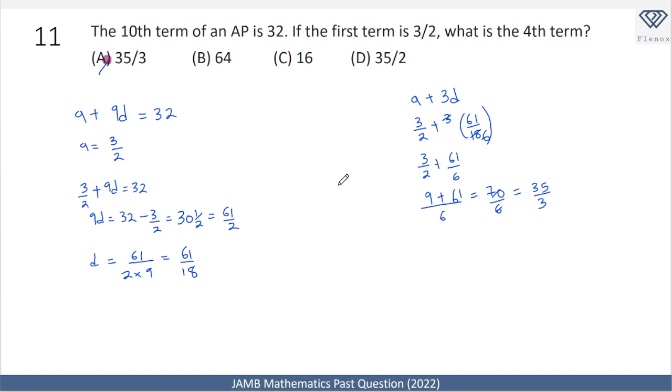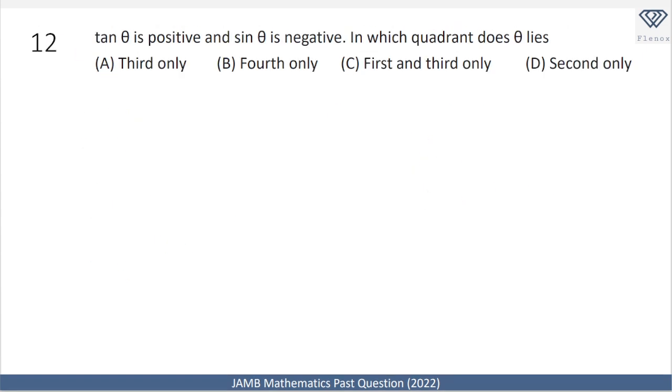Now moving on to the next question. We are told that tan is positive and sine is negative. In which quadrant does theta lie? So if you remember from our trigonometry lectures, you know that you have to draw the four quadrants. We have 4 quadrants.